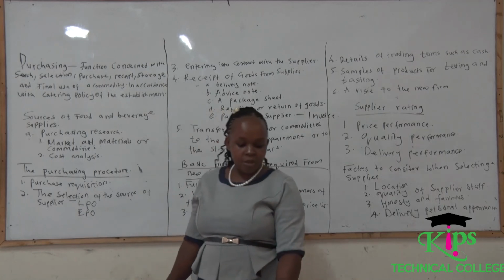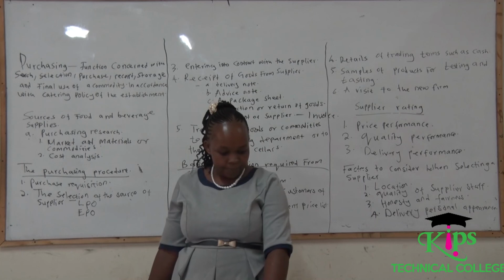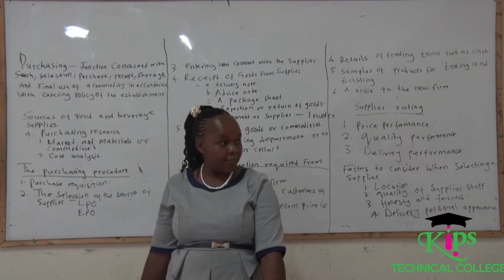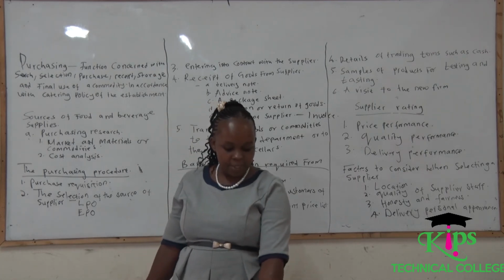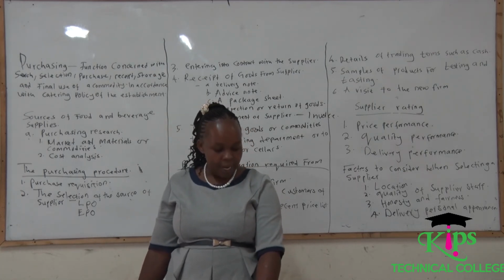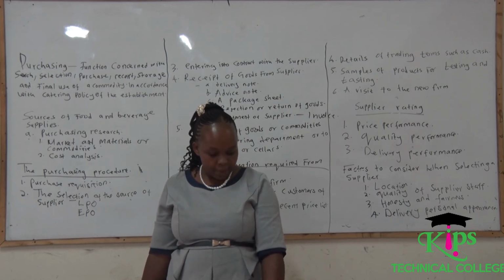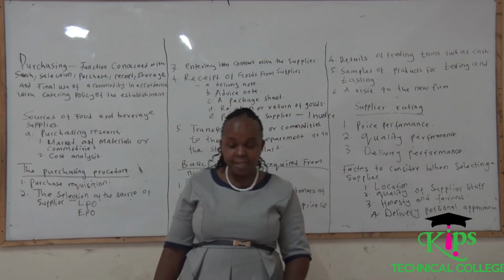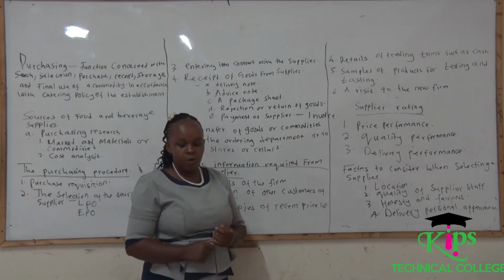Then it is also necessary to have the following information from the supplier: number 1, the total value of goods delivered by each supplier. You need to keep that record. Then number 2, the number of items rejected with their value, and number 3, the percentage value of goods rejected, and any late deliveries of goods with further particulars if necessary. In our next class, we look at the purchasing of foods.